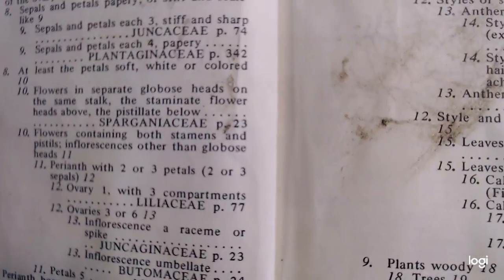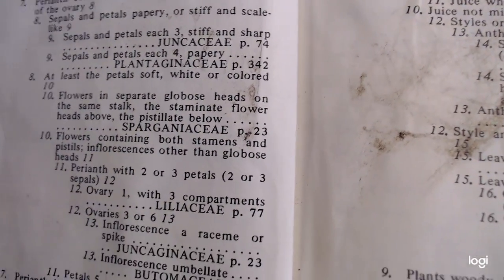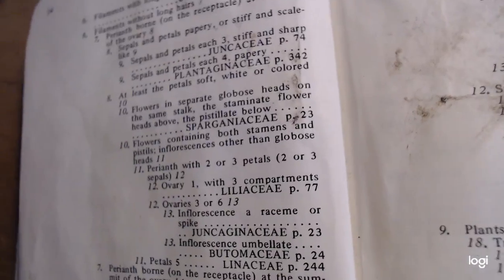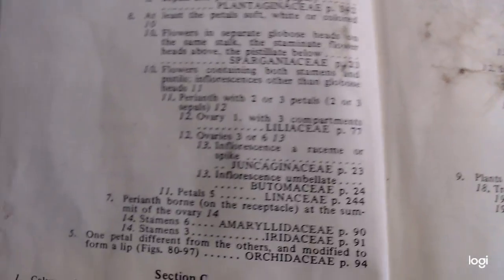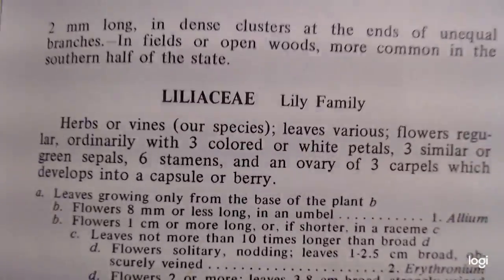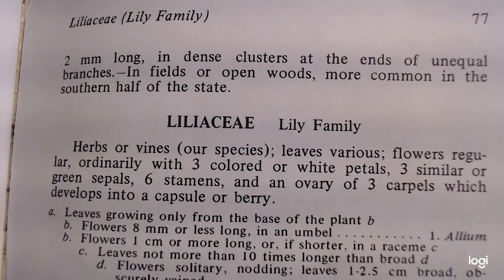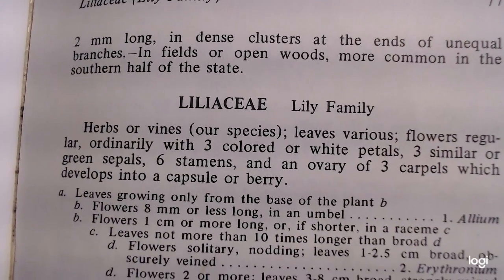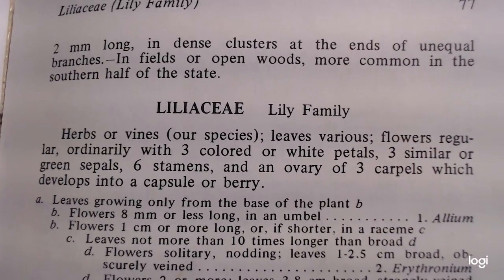So now we know that it's the Liliaceae family, right? So that's where we go. Oh, you're not going to always get it right on the first try, but the cool thing is you could keep trying. So it says page 77, so we're going to page 77. Here's the Liliaceae, the lily family, herbs or vines, which means ours are usually herbs or vines.